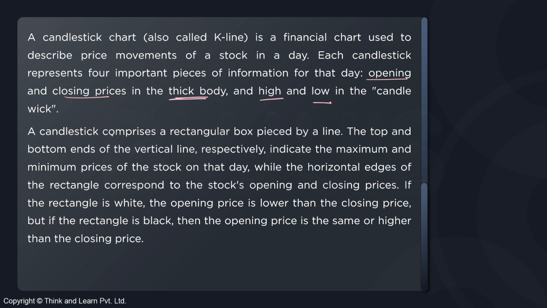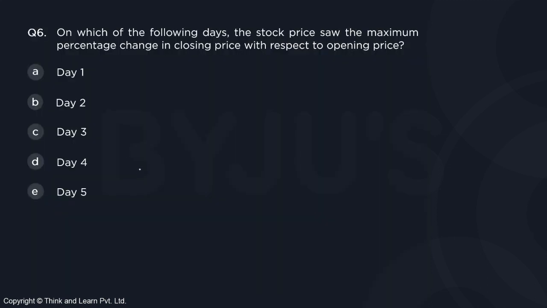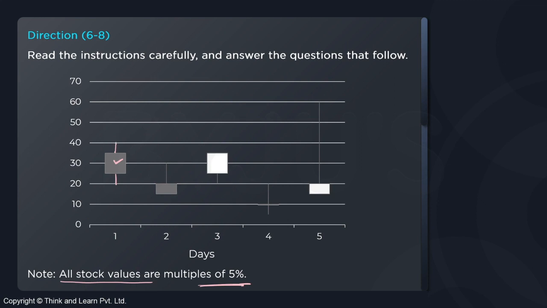Now, a candlestick comprises a rectangular box pierced by a line. The top and bottom ends of the vertical line respectively indicate the maximum and minimum prices of the stock on that day. For example, this is the maximum price of the share on that day, and this is the minimum price of the share on that day. That is 40 and 20. He has clearly written the values are in multiples of 5.